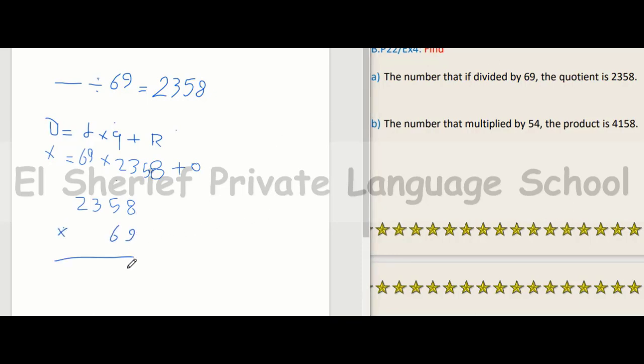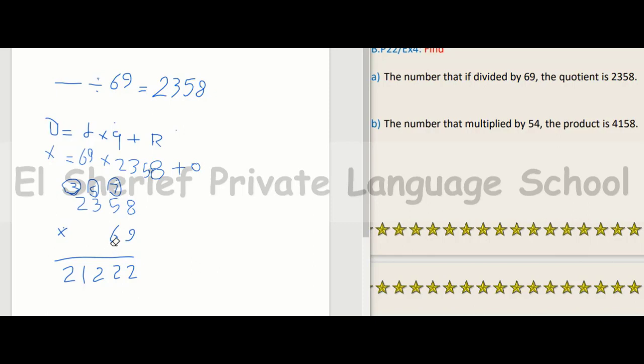So 9 times 8 equals 72, and you carry 7. And 9 times 5 equals 45 plus 7 equals 52, write 2 and you carry 5. And 9 times 3 equals 27 plus 5 equals 32, and you carry 3. And 9 times 2 equals 18 plus 3 equals 21.